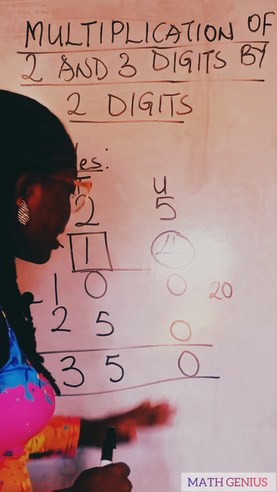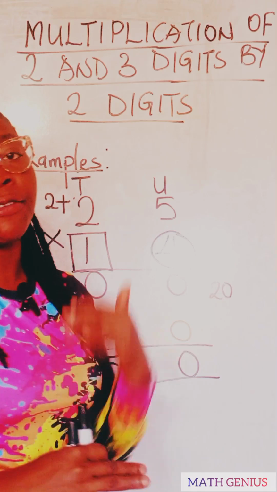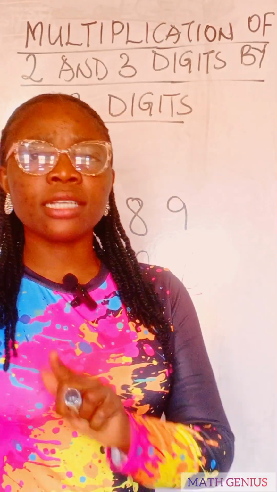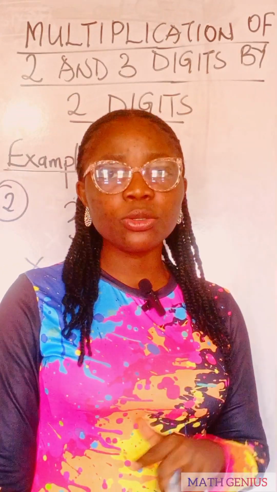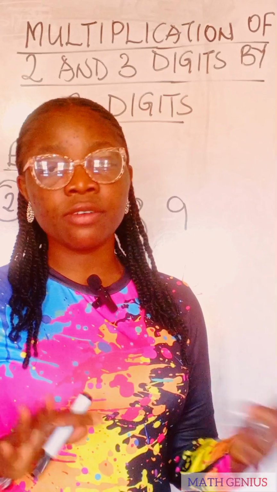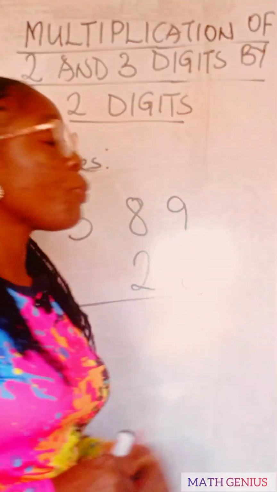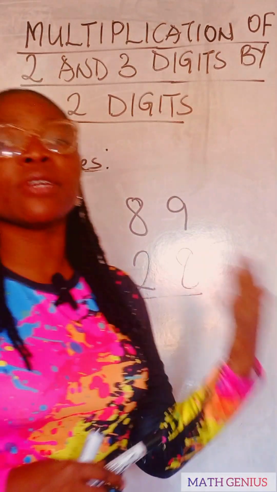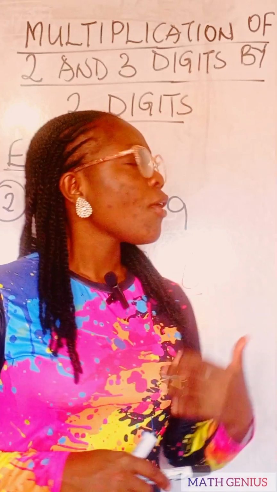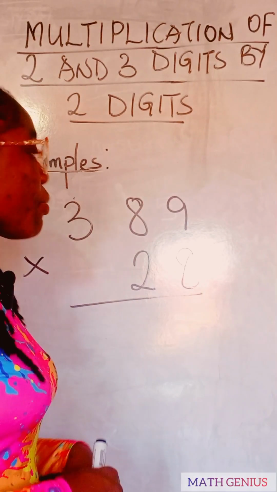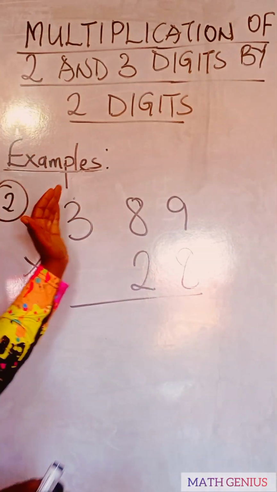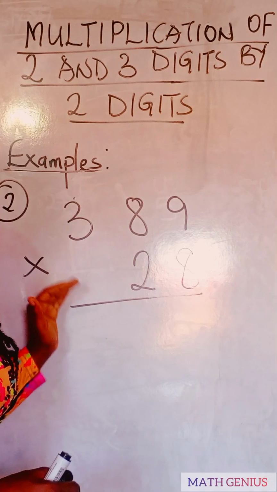So we will take the next example as we get to the clarification level. Let's take example 2. I'm sure by doing this, we'll all be clarified with this whole process, multiplication of 3 digits by 2 digits. We have a question already before us. We have 389 multiplied by 28.